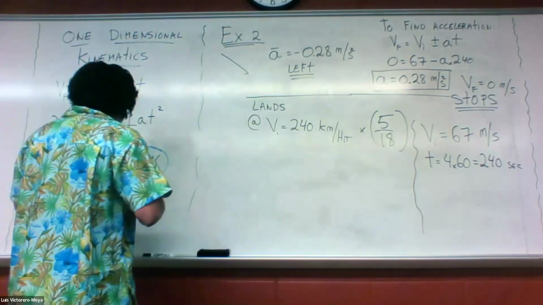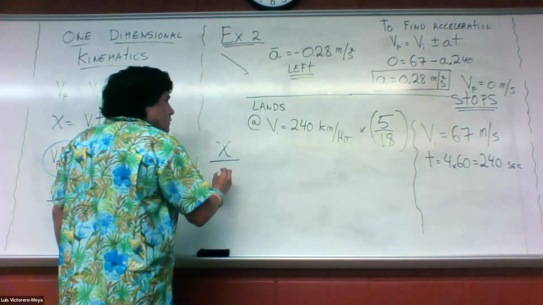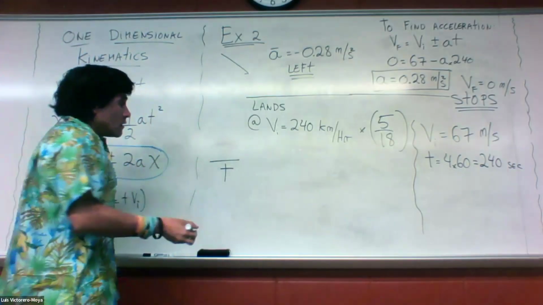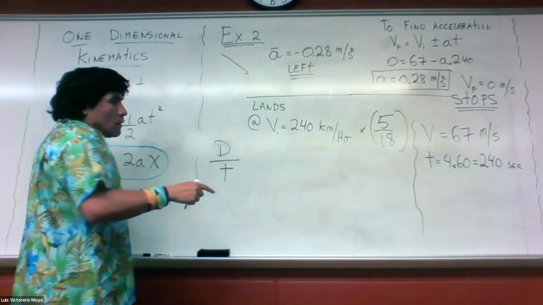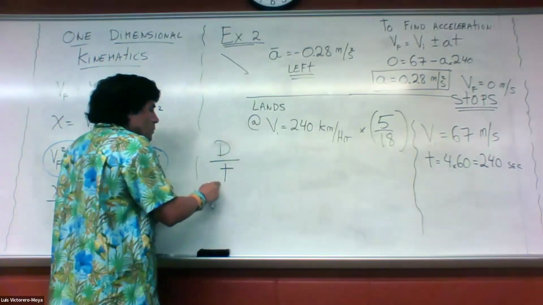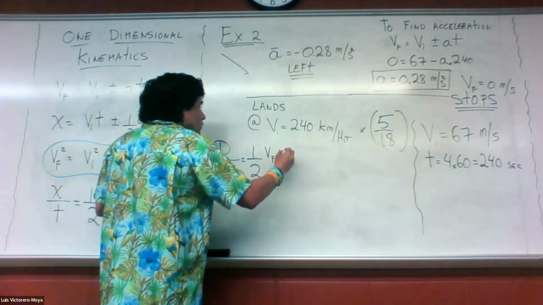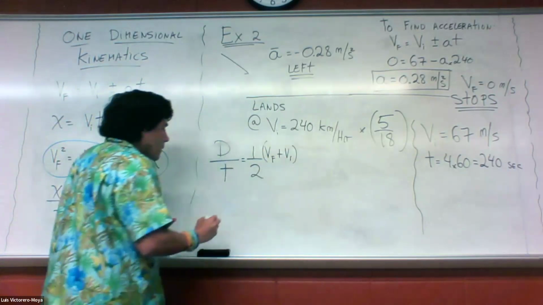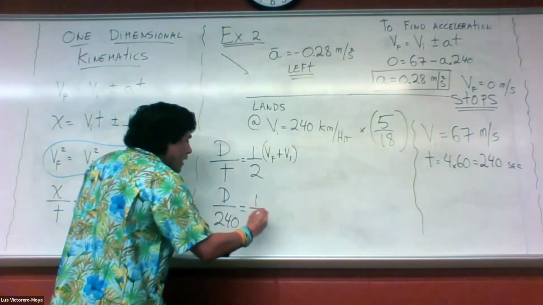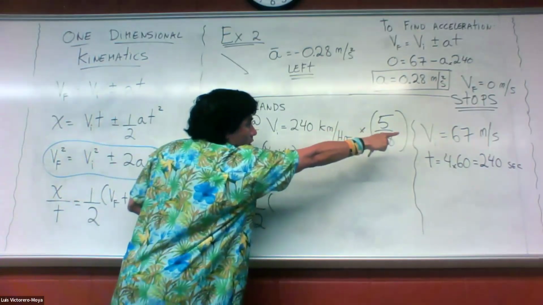X over time, or if they ask you for the distance over time, because it's just going to the right, even though it's slowing down, it's just moving in one direction. Distance over time is 1/2 of V final plus V initial. Distance over 240 equals 1/2. V final is 0, V initial is 67.